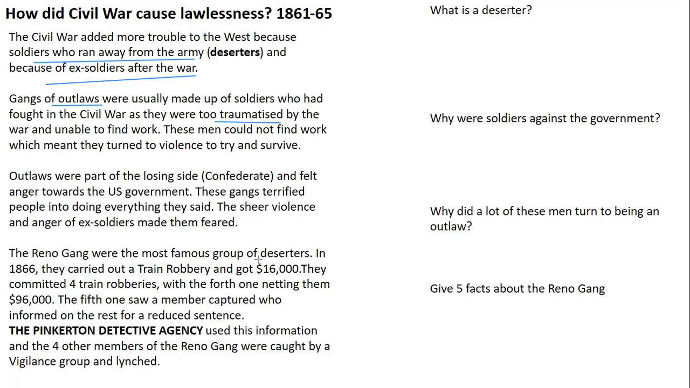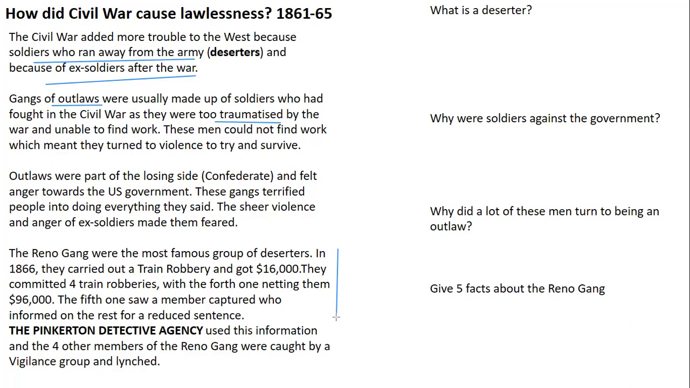The Reno Gang were the most famous group. So in 1866, they carried out numerous train robberies. So they got $16,000. They committed 4 train robberies, with the 4th one netting $96,000. Now, this group here were basically your main outlaws. It was as a consequence of the Civil War.